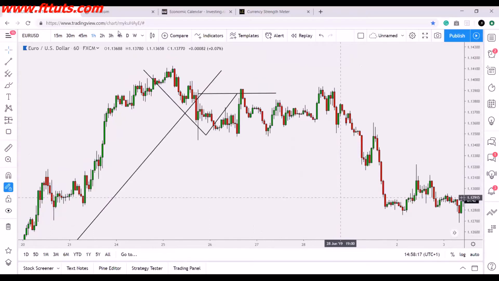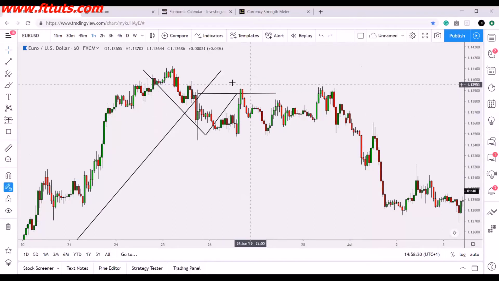Right. So break a structure, pull back to structure. Now, being brutally honest with myself, I do see this big bullish candle pushing into structure, indicating bullish pressure. I see the bearish candle immediately after that, but I know that I do not personally take trades like this. I need to see wicks, wicks, wicks.